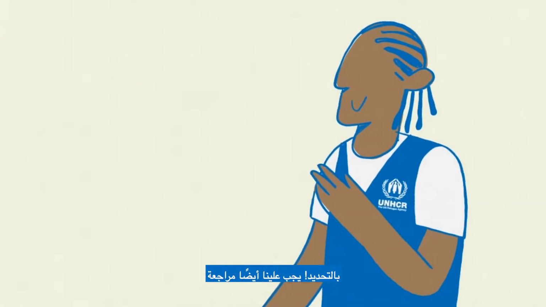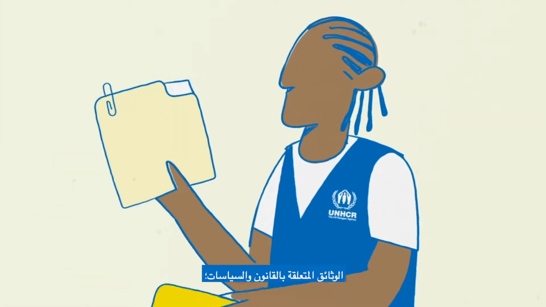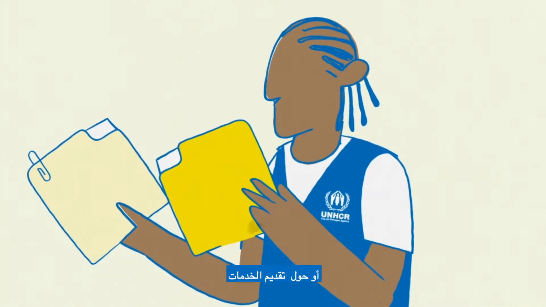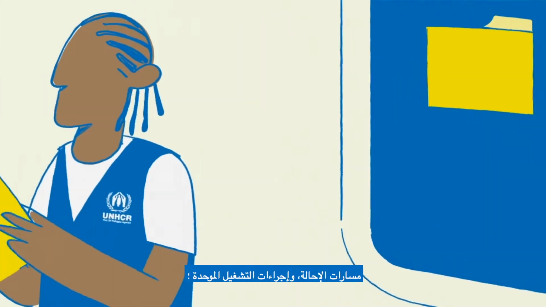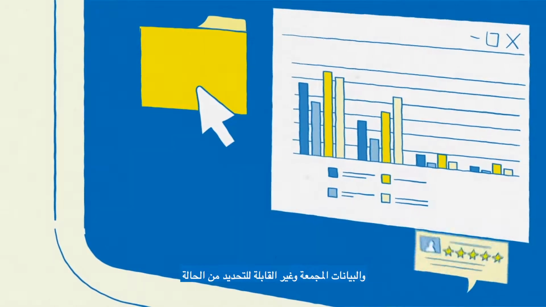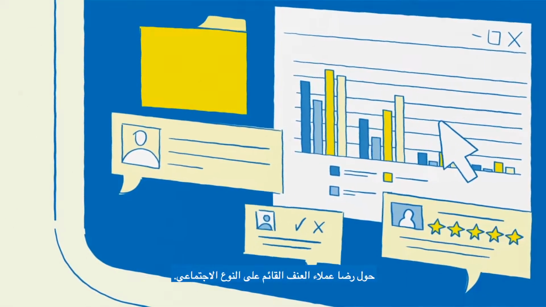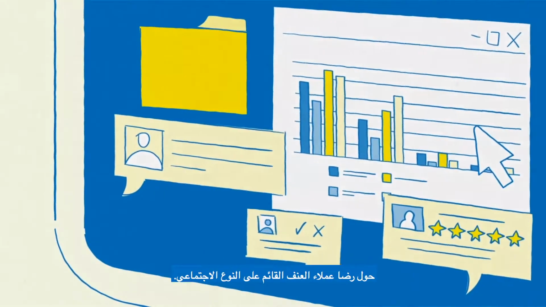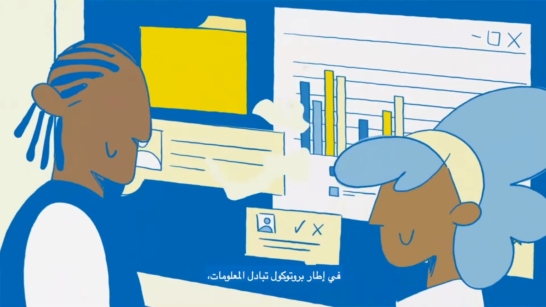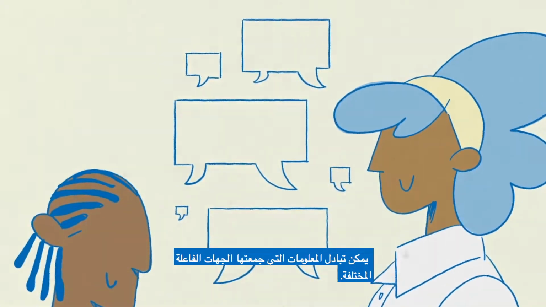Precisely. We should also review information from other sources such as documents related to law and policy or on service delivery, referral pathways and standard operating procedures, aggregated and non-identifiable data from case and information management systems, and GBV client satisfaction surveys. Within the framework of an information sharing protocol, information collected by different actors could be exchanged.